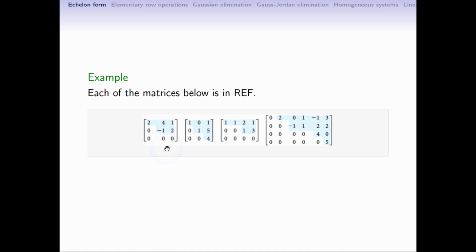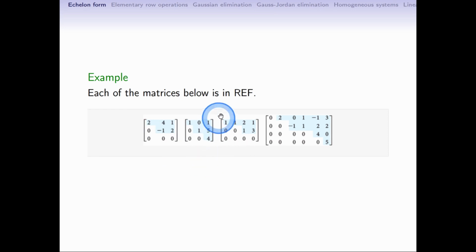Now let's take a look at rule number 2. The leading entry in row 1 is this 2, and the leading entry in row 2 is this -1. Now what do I want to see? As I work my way down through the rows, I want to see the leading ones marching to the right. And so this conforms to rule number 2. So this matrix is in row echelon form.